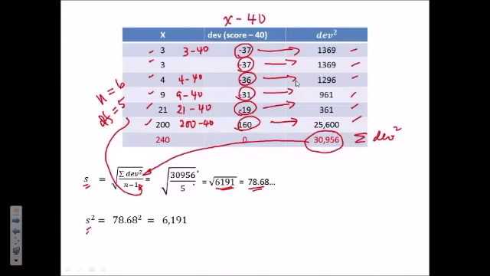To get the variance, we square the sample standard deviation, and we get 6191, and notice that's the same number that was in the radicand before.